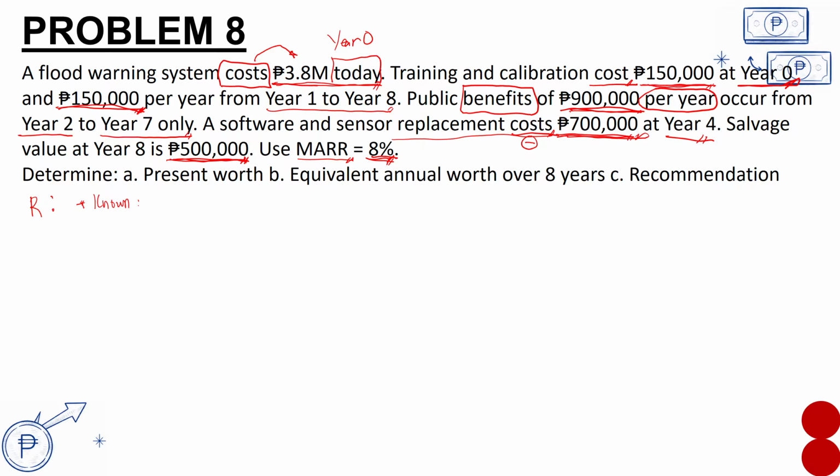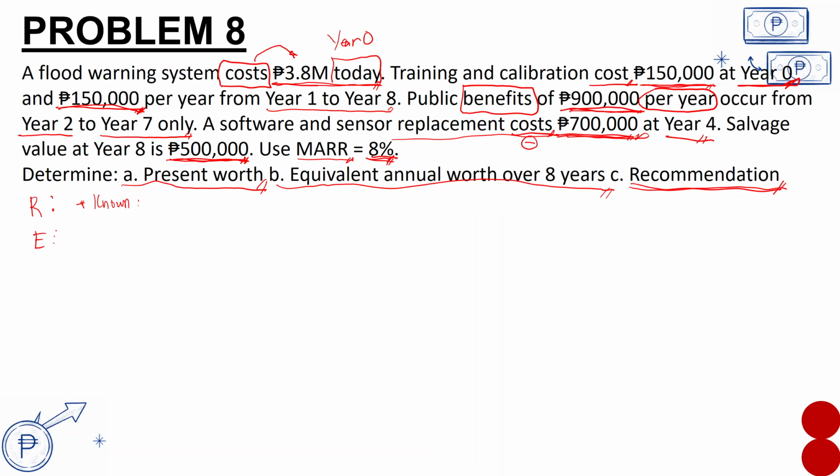Identify the cost or the monetary value, and then you identify what type of monetary value that is, a benefit or a cost, and then you identify its timing. After recognizing the known information, next we are going to recognize what the problem asks us to do or to find. The problem asks us to find the present worth of this project, the equivalent annual worth over 8 years of this project, and lastly, the recommendation, whether the project is to be accepted or not. Next is the execute.